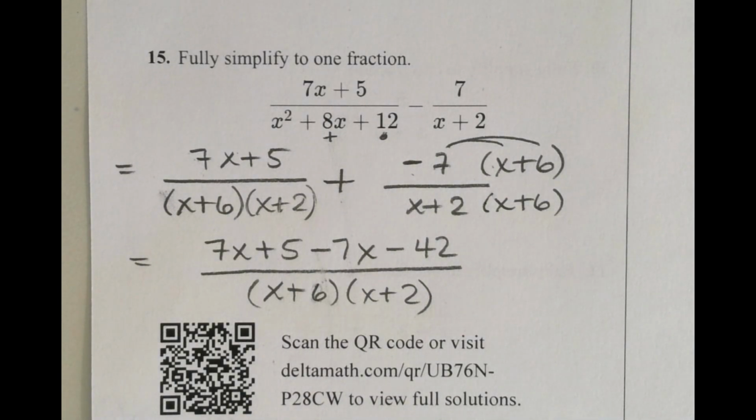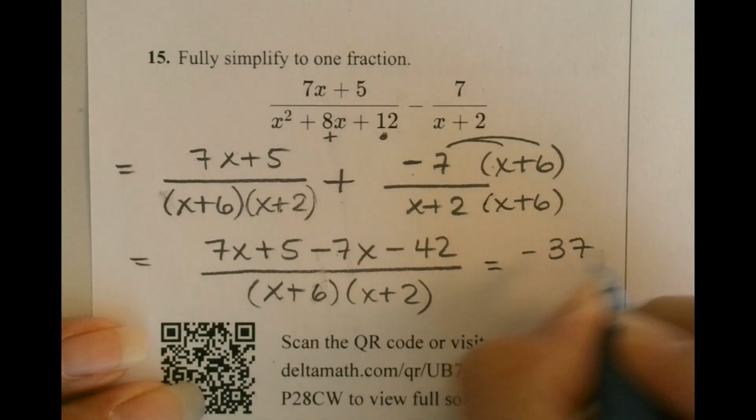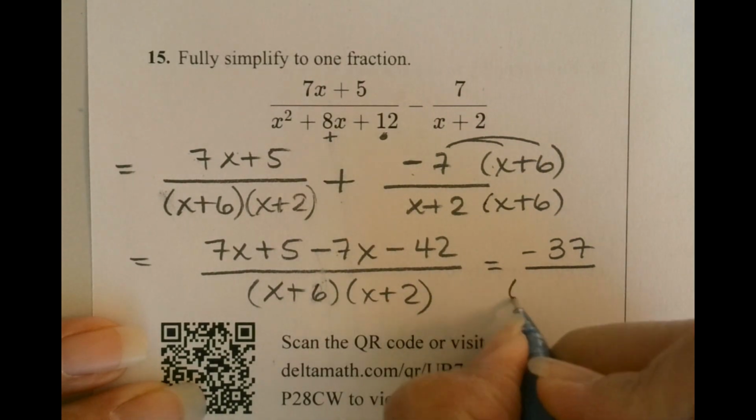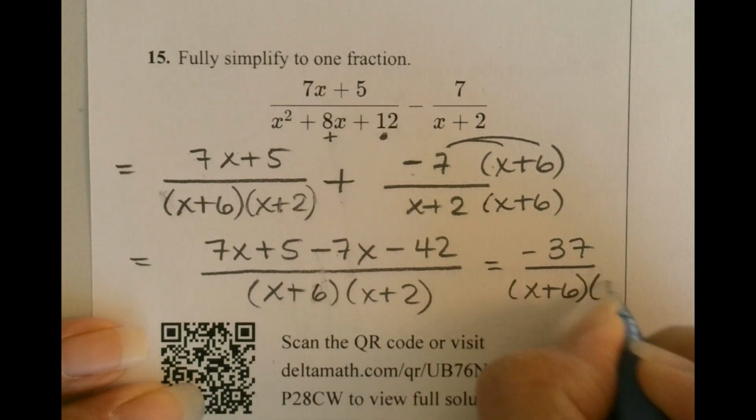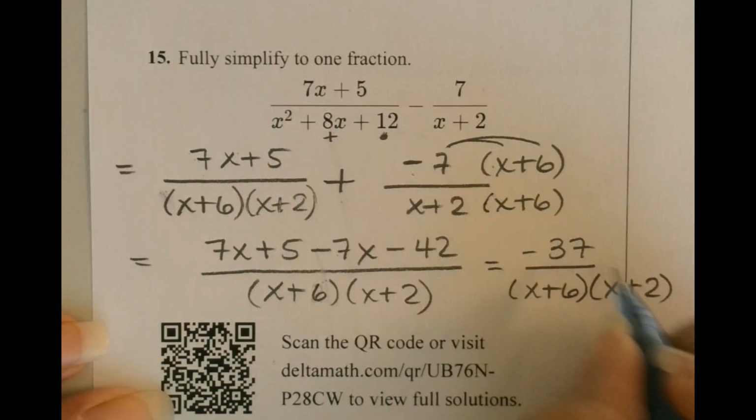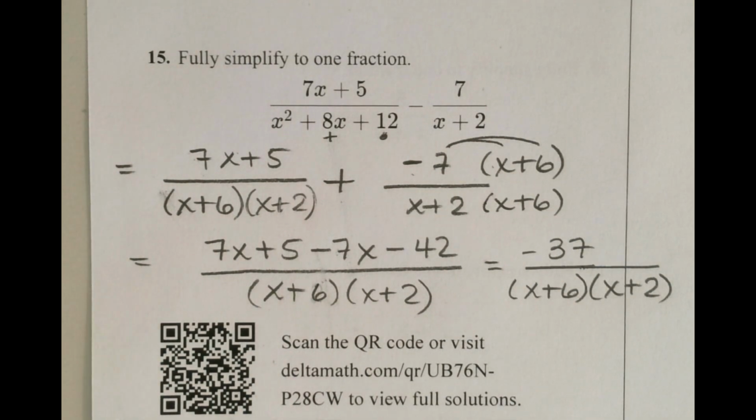We'll combine our like terms. Our x's are disappearing, and then our numerator just has a constant, and we are done. Okay. Nothing can be factored. It's as simple as it can get, and that would be our final answer.